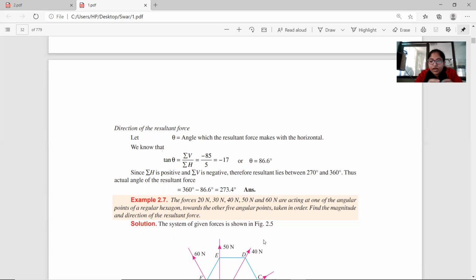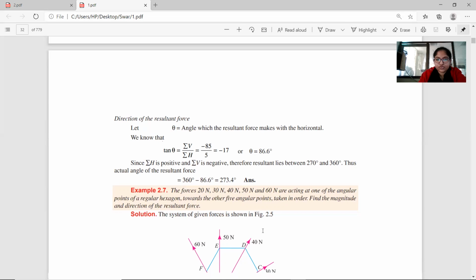If the x direction is positive and the y direction is negative, then we are in the fourth quadrant. So my resultant force lies in the fourth quadrant, between 270 and 360 degree. Then we have to calculate the actual angle of the resultant force. We subtract my theta from 360 degree. 360 minus 86.6, then my actual theta value will be 273.4 degree. This is just a little twist in questioning which comes up in examinations and in many questions.